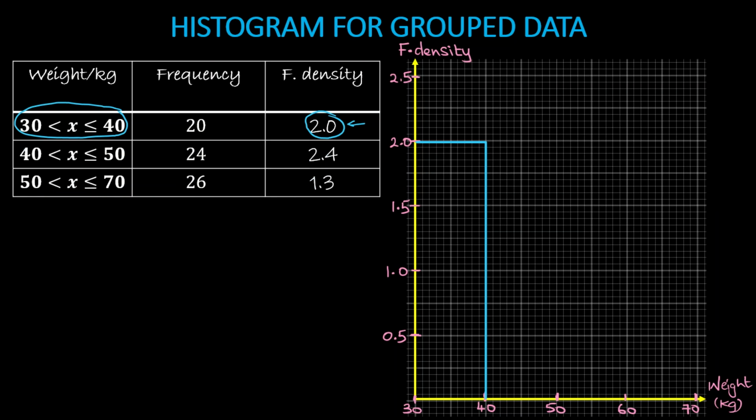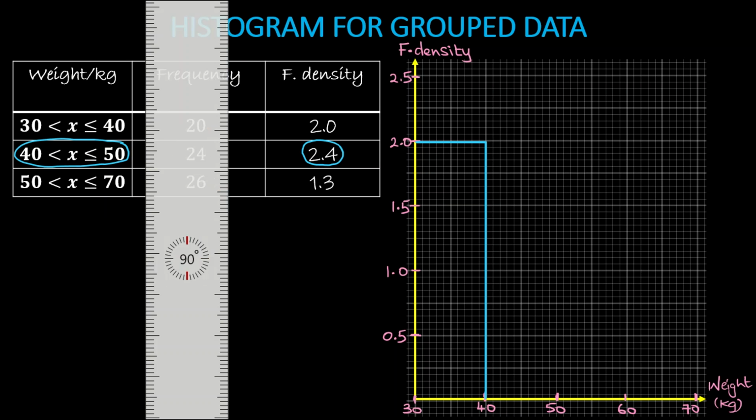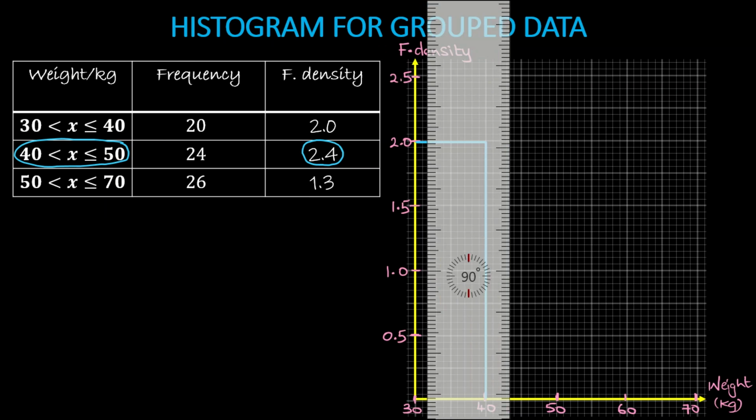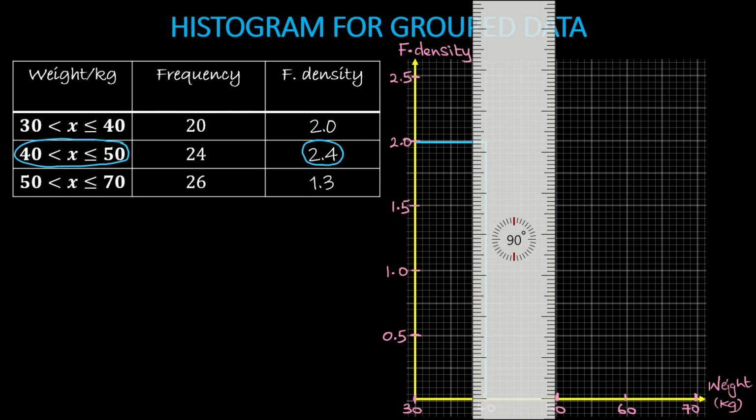Right? We repeat the same steps for the second interval from 40 to 50. We have to go up to a frequency density of 2.4. Again our ruler comes into play. Right, interval from 40 to 50. So this is 40, 50. We are here. We need to go up till 2.4 this time. So 2.4 is here. Right, so we draw a vertical line.